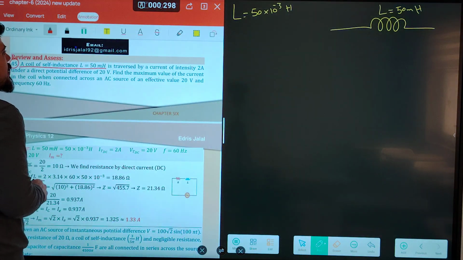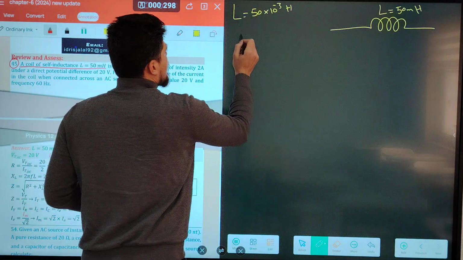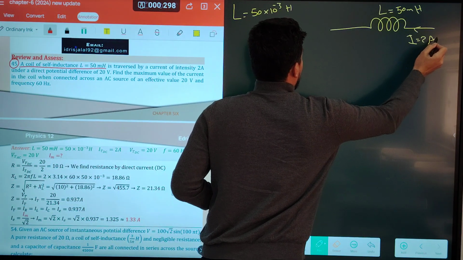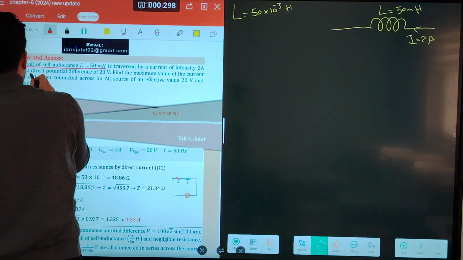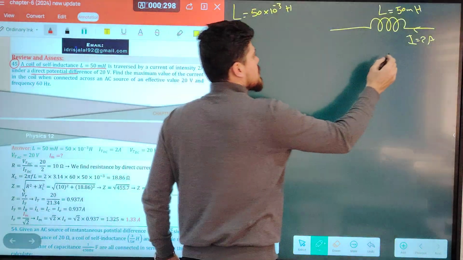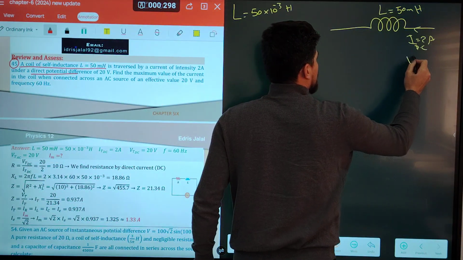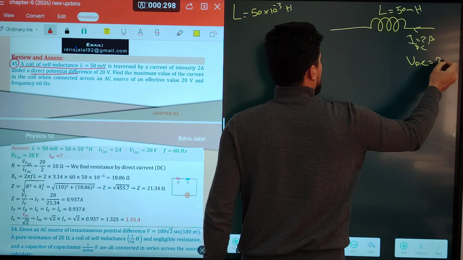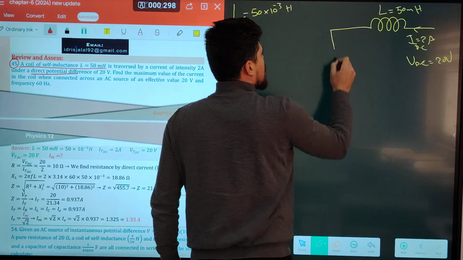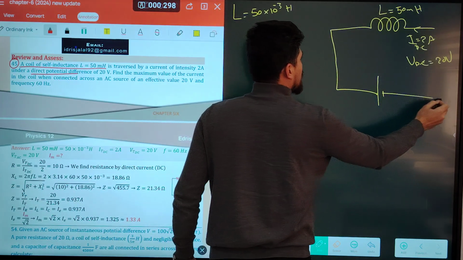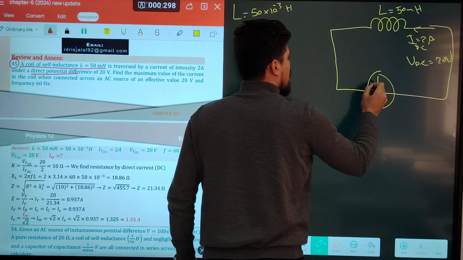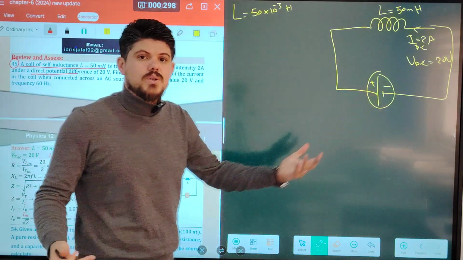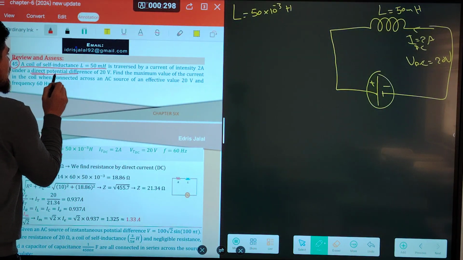It's traversed by a current of intensity 2 ampere. The current is 2 ampere. Under direct potential difference, VDC is equal to 20 volt. Okay? So it means that this coil is now connected with what? With a DC source. How did you know? Because it's mentioned in this question.